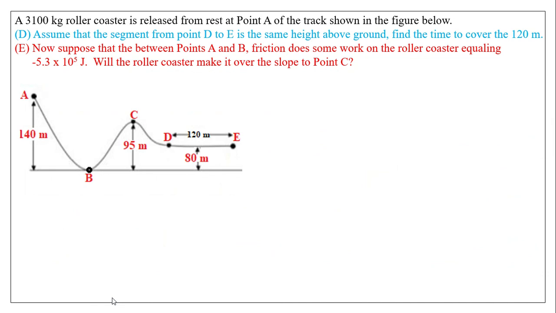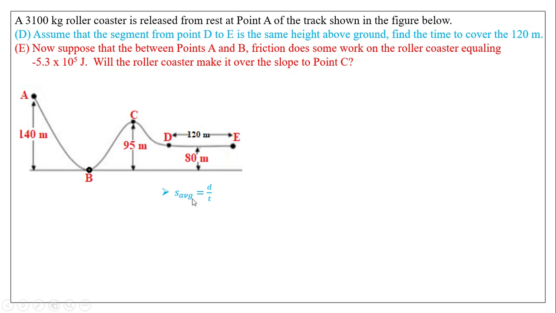Okay. All right. Now let's do D and E. Part D asks you to find, it says assume that the segment from point D to E is the same height above the ground, aka 80 meters. So from D to E is the same height. Find the time to cover 120 meters. Well, I think the quickest and easiest way to do it is just using the average speed function.